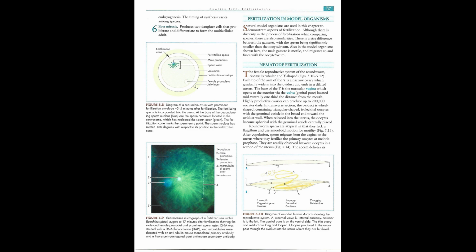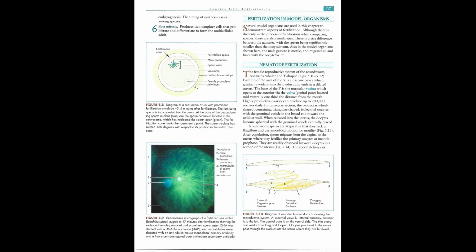In transverse section, the oviduct is wheel-shaped, containing triangular-shaped, isolecithal oocytes with the germinal vesicle in the broad end toward the oviduct wall. When released into the uterus, the oocytes become spherical with the germinal vesicle centrally placed. Roundworm sperm are atypical in that they lack a flagellum and use amoeboid motion for motility, Fig 5.13.